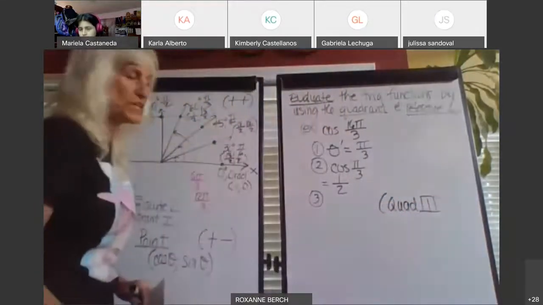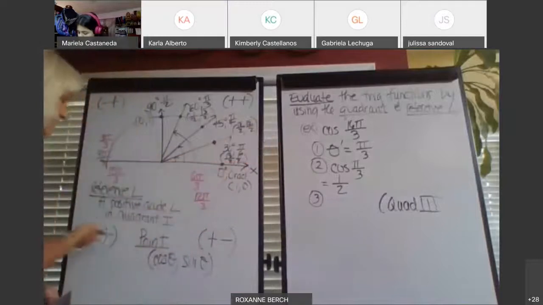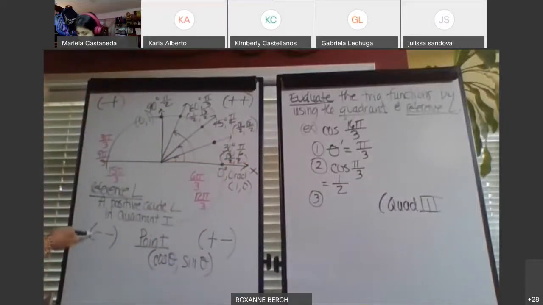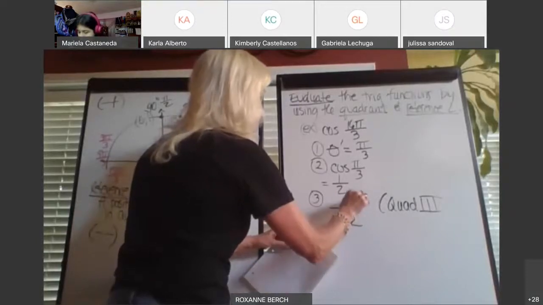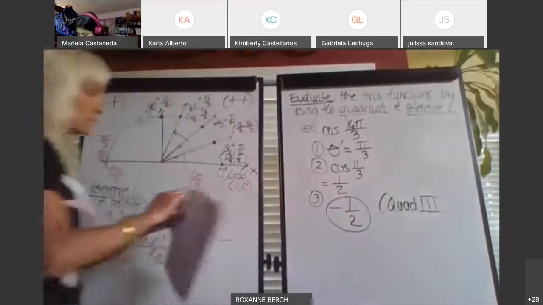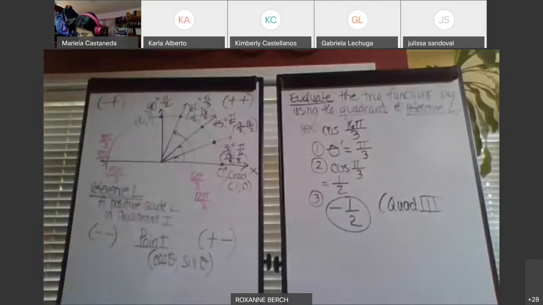And so now what we do is we look at the sign of cosine in quadrant 3. So cosine in quadrant 3 would be negative. So those are the 3 steps. I'll write them down later, but that's basically how you're going to evaluate a trig function.